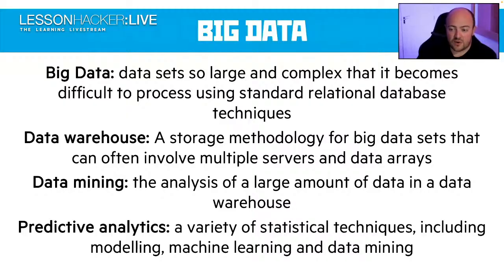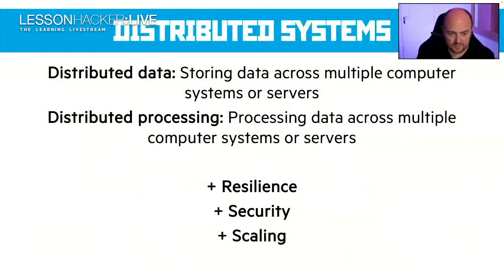Data warehousing is a way in which we use lots and lots of storage arrays to be able to store big data because it can't just be stuck on a hard drive. Data mining is where we analyze large amounts of data to come up with trends. And then the final one is predictive analytics, where we use statistical techniques like modeling, machine learning, and data mining to work out what's happening. So all these things are really important. All these things are this concept of big data, where we're analyzing huge data sets to come up with ideas to help our companies or to help our products.